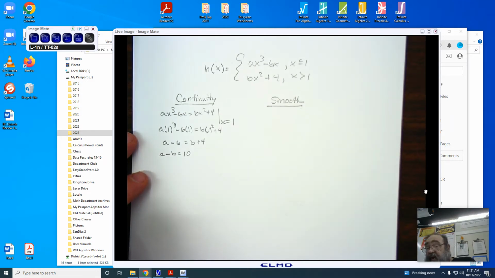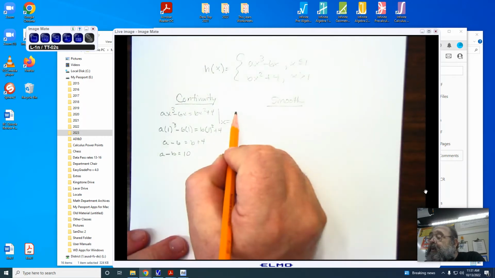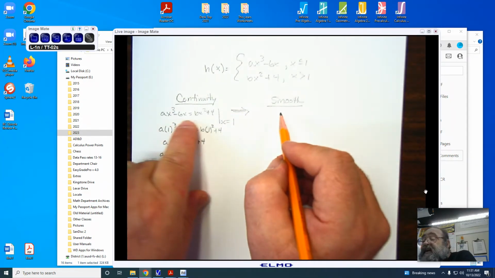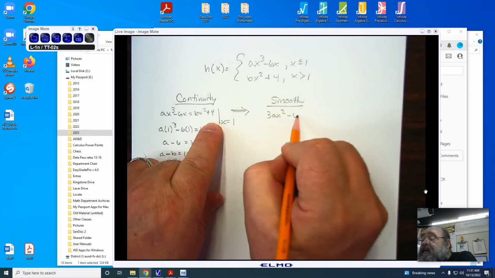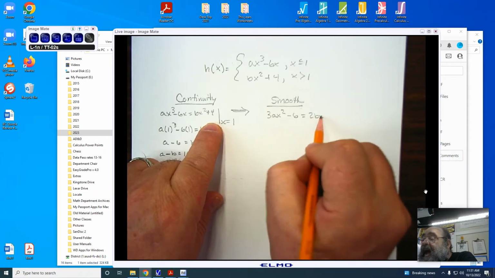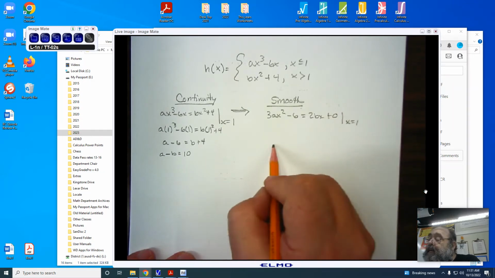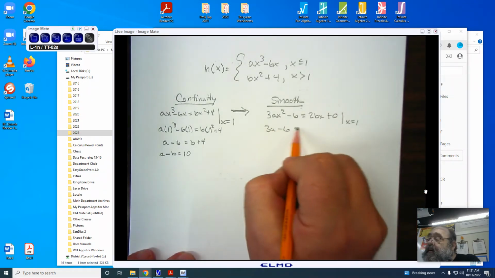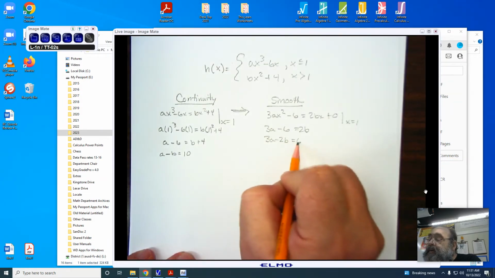Now you'll notice the first issue that we have with the differentiability is that because there are two variables, we need either two equations or we have to be given one of the variables up front. We don't have either. So this forces us to go to smooth. And we're going to take the derivative of this entire line. That means I have 3ax squared minus 6 equals 2bx plus the 0 for the 4. We're going to put in x equals 1 again. I get 3a minus 6 is 2b, for 3a minus 2b equals 6.